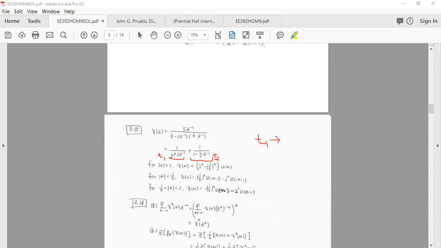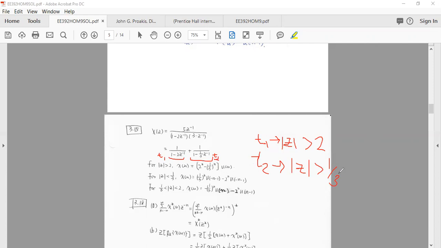my region of convergence would be absolute of z is greater than 2. For term 2, it will give me absolute of z, or the modulus of z, is greater than 1/3. Let's keep this as it is. So we know that from this particular term we have absolute of z greater than 2, and from this particular term we know that z is greater than 1/3.